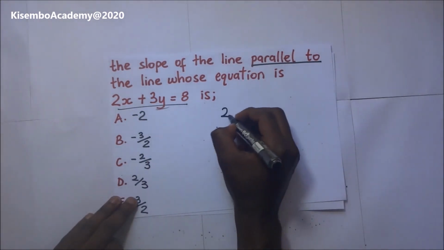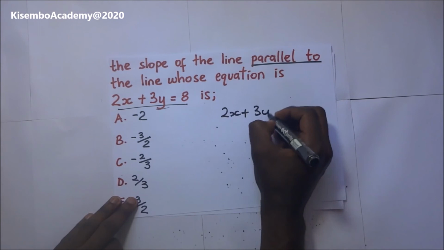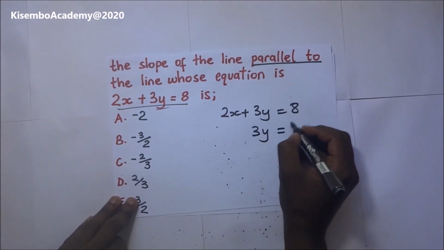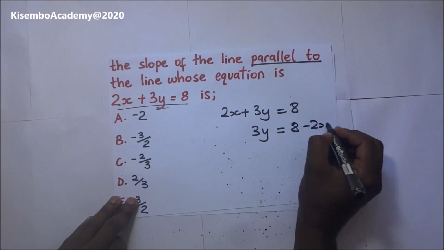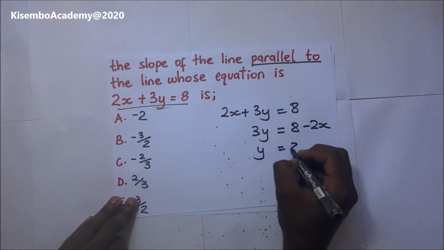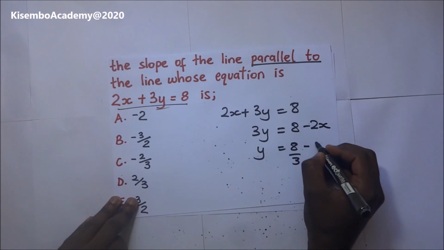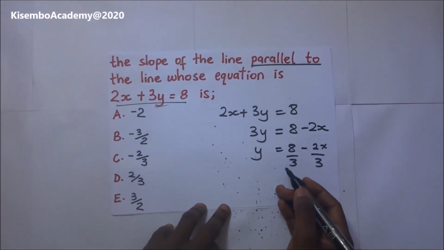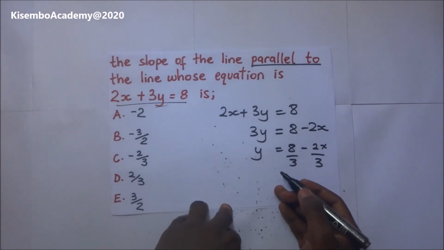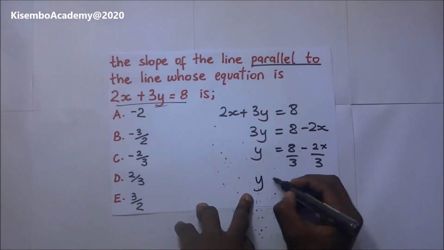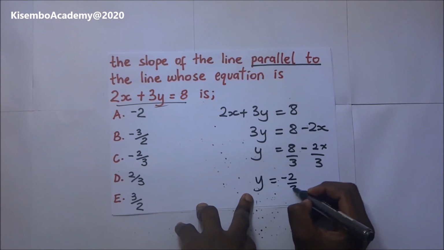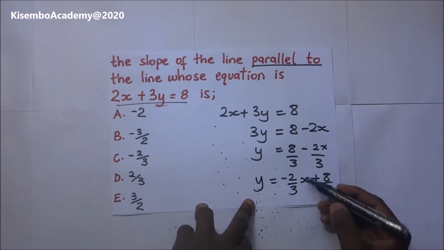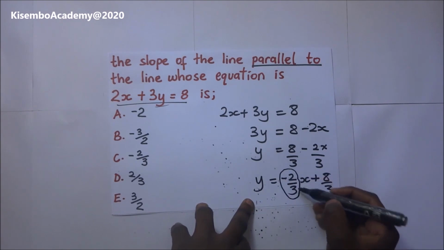So this is going to become 2x plus 3y is equal to 8. We make this, 3y is going to become 8 minus 2x. Of course, y becomes 8 over 3 minus 2x over 3. So if you look at it, in the form of y is equal to mx plus c, this becomes y is equal to negative 2 over 3x plus 8 over 3. So this is the gradient of the line, negative 2 over 3.